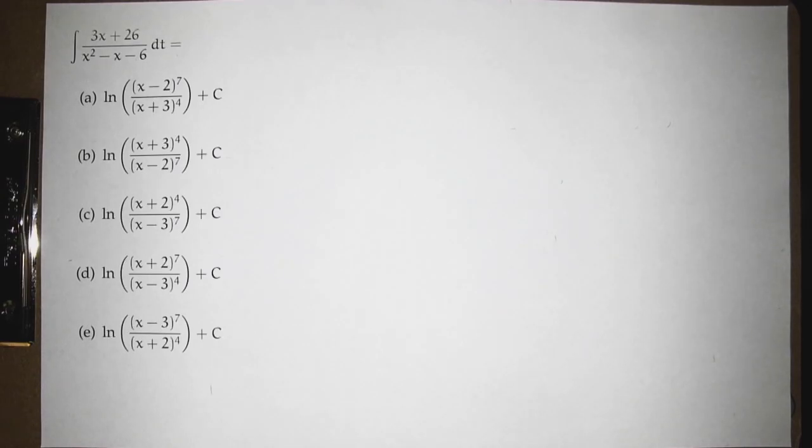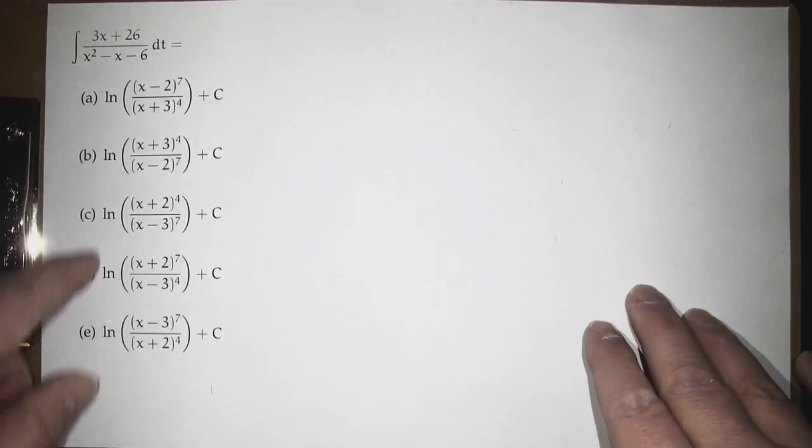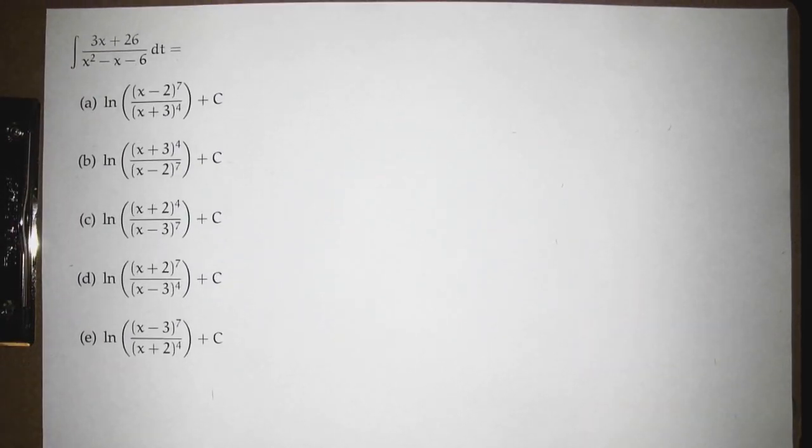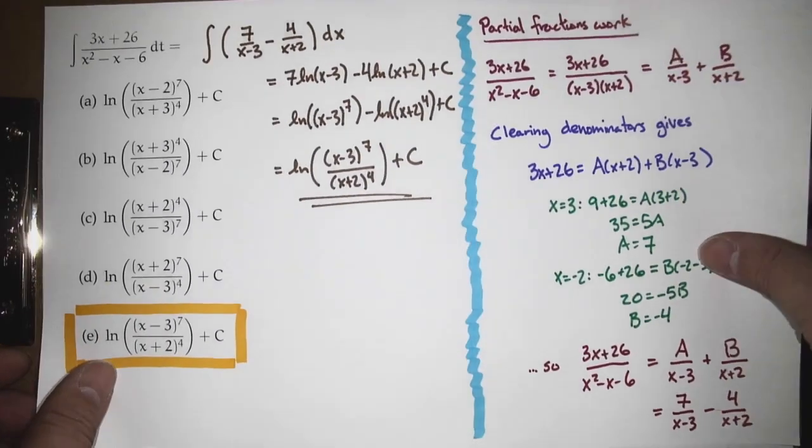The integral of 3x plus 26 divided by x squared minus x minus 6. And we have 5 options here. All of them seem to involve logs. And that's not too surprising. That happens frequently when we're dealing with this type of problem. Do we have an answer? E is a great answer.